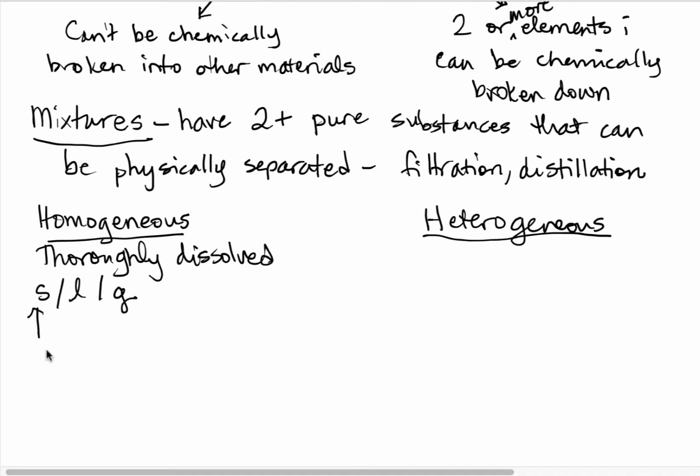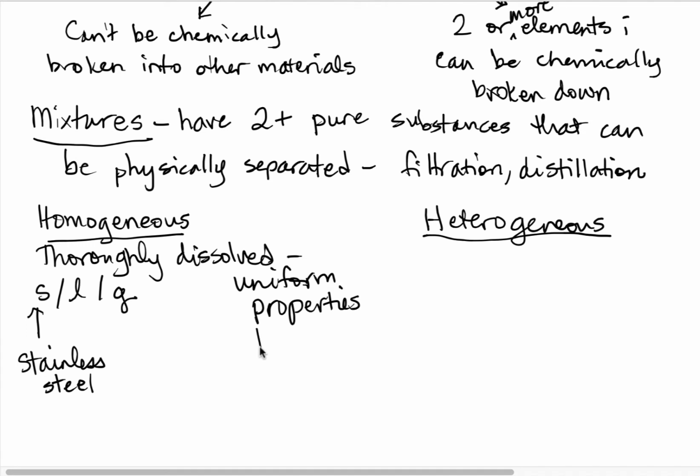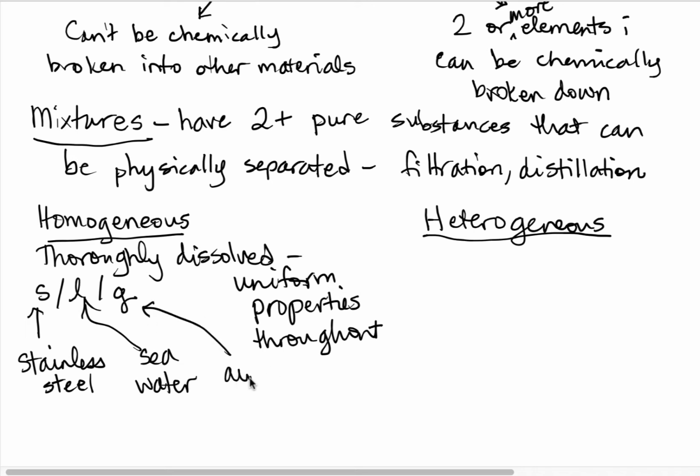A solid mixture might be something like stainless steel, because the important part is that these have uniform properties throughout. It doesn't matter which part of the sample you are studying, they all will have uniform properties. So an example of a liquid homogeneous mixture might be something like seawater. And a gaseous homogeneous mixture could be air, where the sample of air, because those gas particles are moving around, is always going to be a homogeneous mixture.